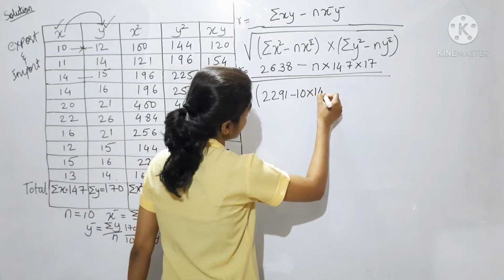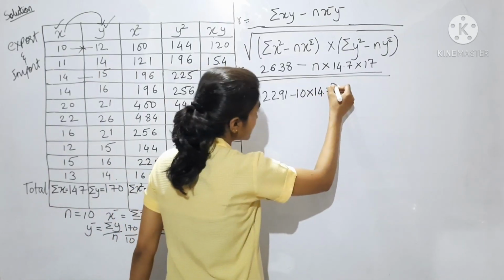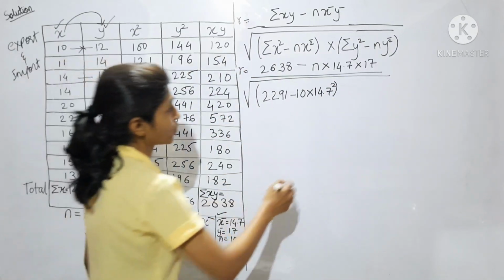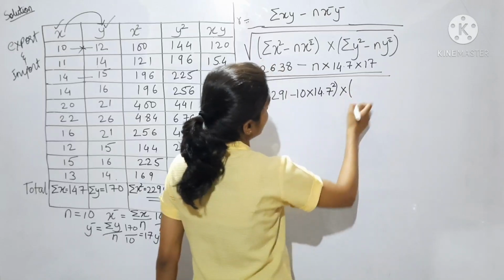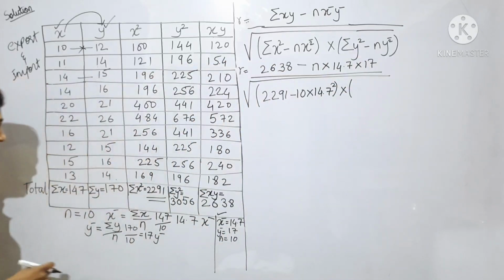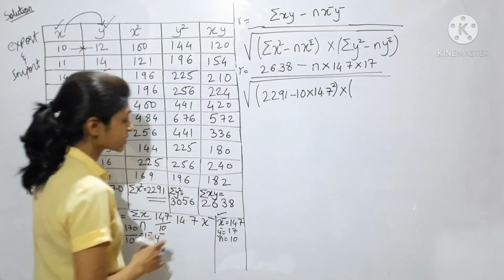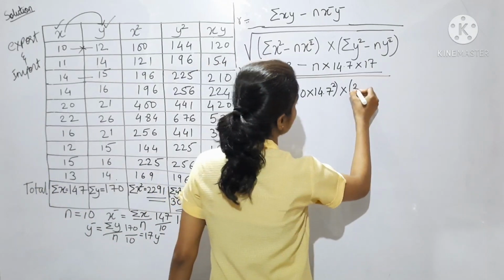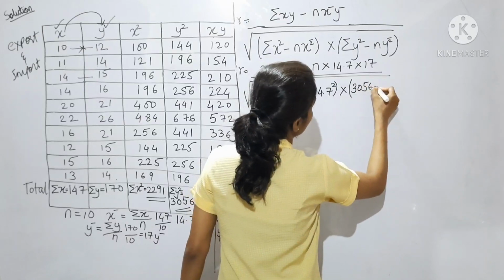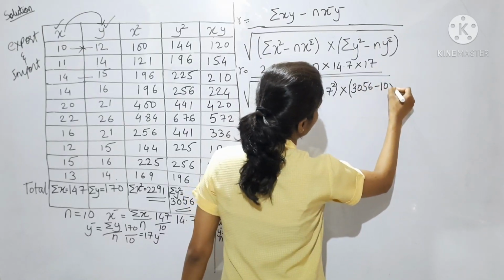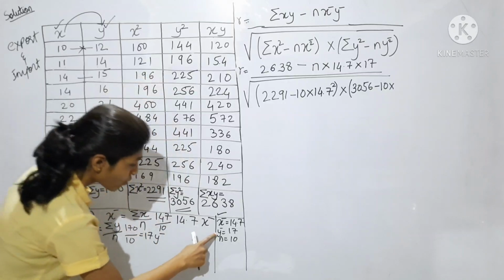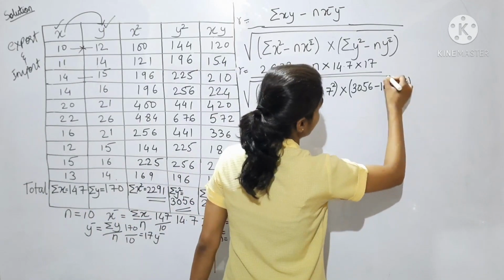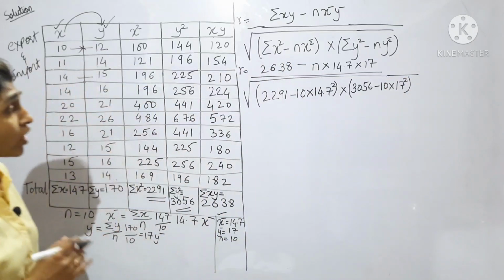14.7 is x bar, and then square is there. We have to find the 14.7 square also. Multiply, bracket, summation of y square. The total of y square is 3056 minus n, 10, multiply by y bar square. Y bar is how much? 17 square.